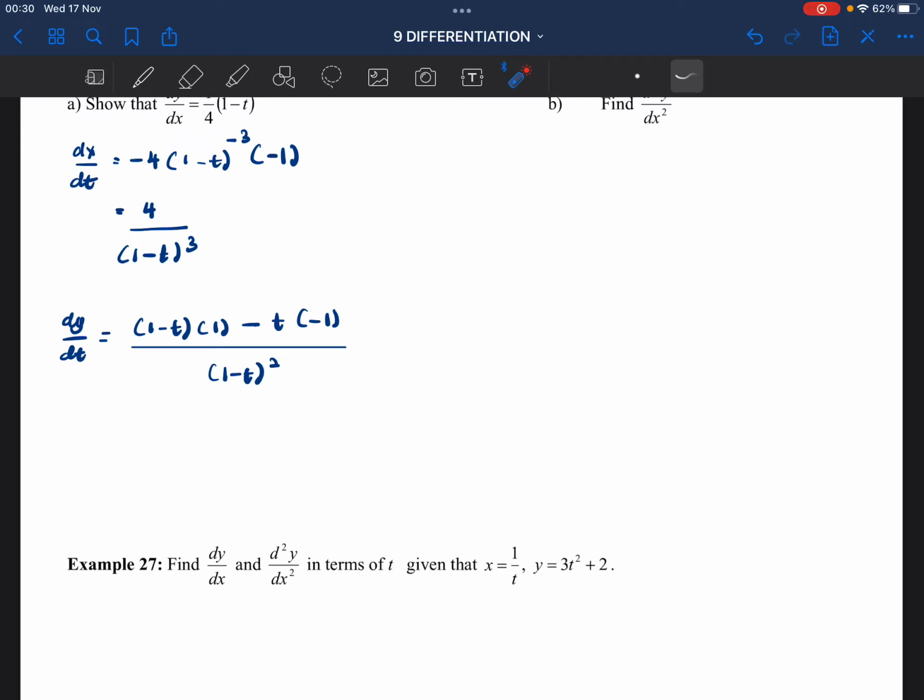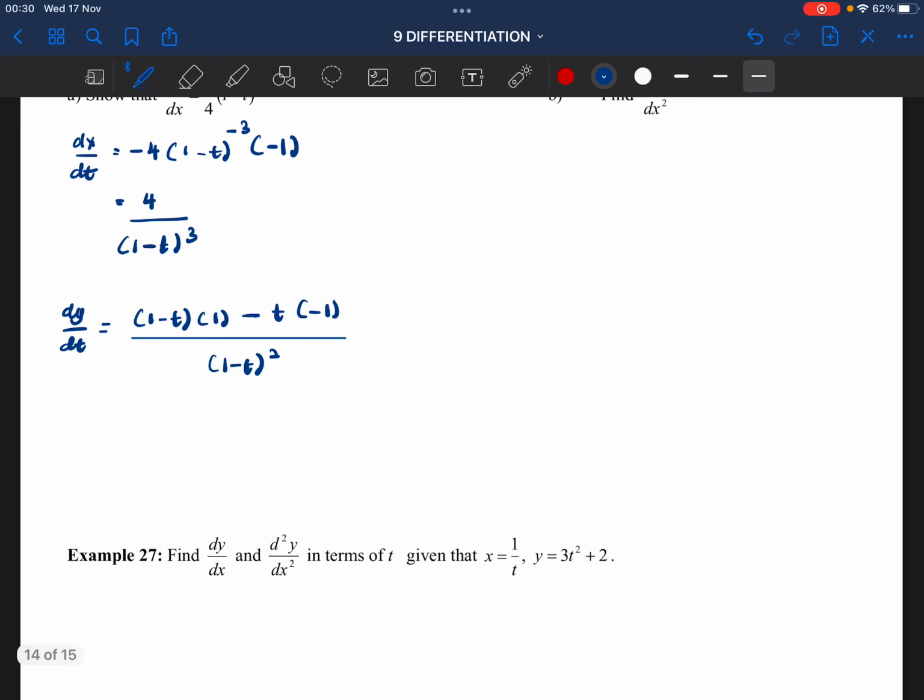Betul ke ni? Negative t plus t, we get 0. 1 plus 1, that should get us 2. Betul tak? Oh, sorry, 1. Sorry, 1. Okay, 1 over sini. Okay, betul lah. Sorry lah. Dah malam. 1 minus t square.